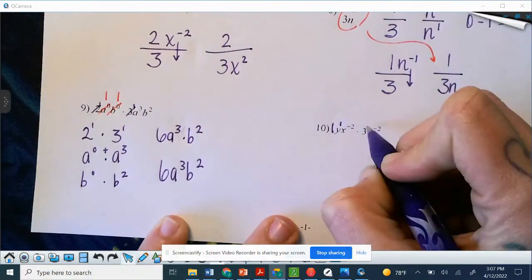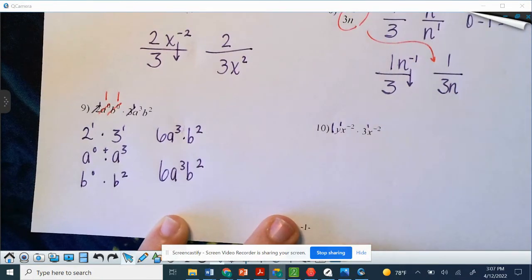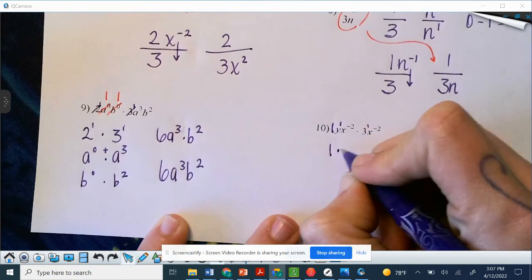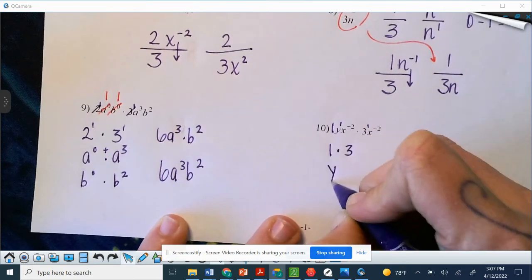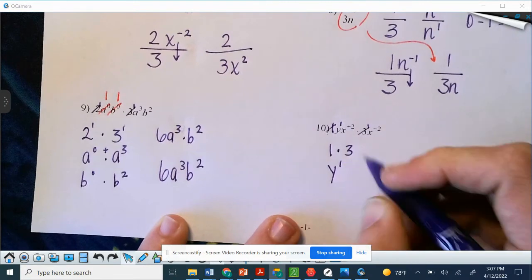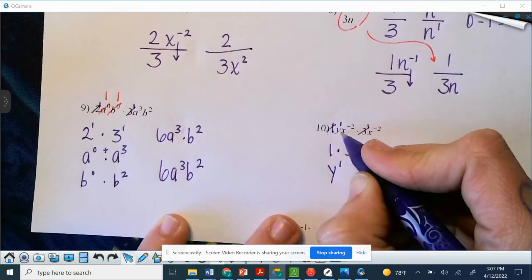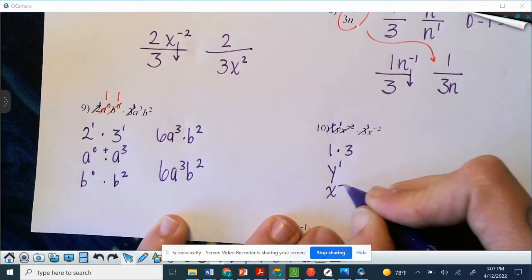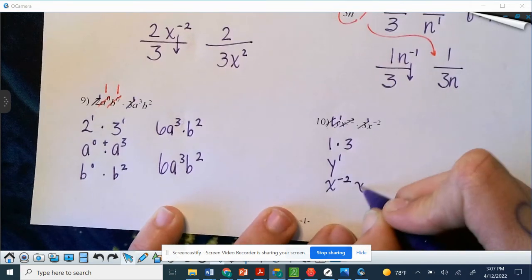We could put a 1 variable on the 1 exponent. Sorry, my vocabulary, my words are not working for me today, guys. 1 times 3 is our numbers. I just go left to right, so I took care of my numbers. Then I have a y1. I don't have another y1, so then I have an x to the negative 2 and another x to the negative 2.